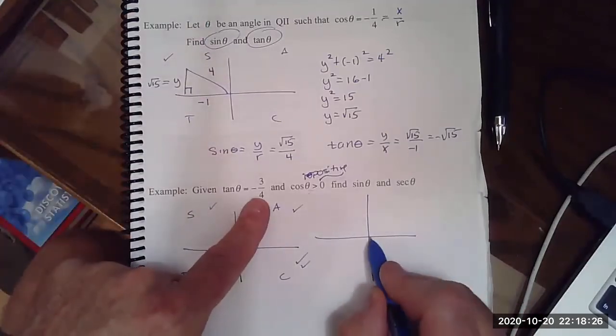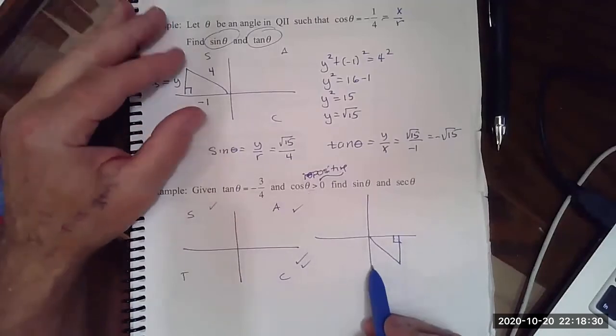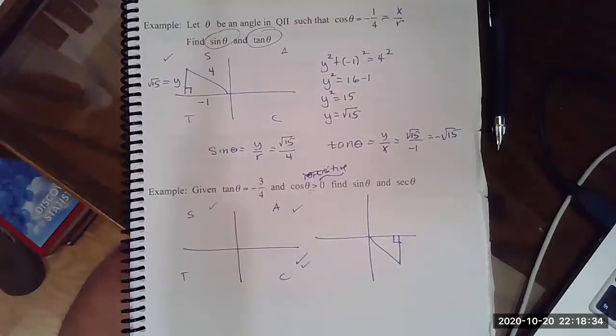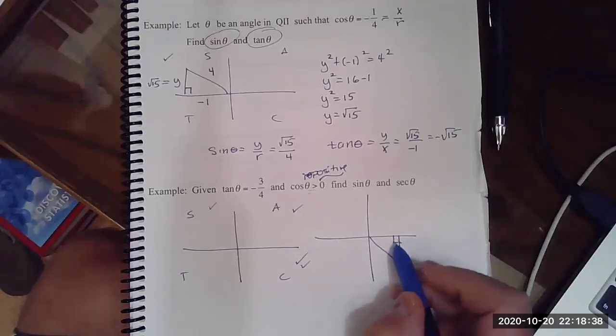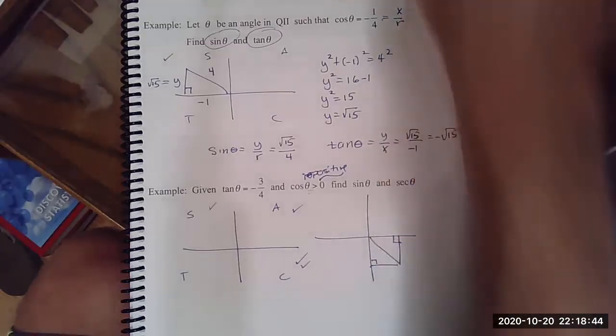Okay, so I'm down here. By the way, you never draw your triangle to the y-axis. Never draw a triangle to the y-axis. It's always drawn to the x-axis. Always. Never do this, don't do that. That's not right.